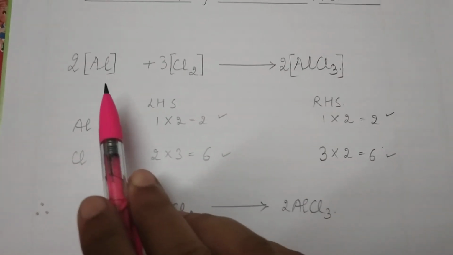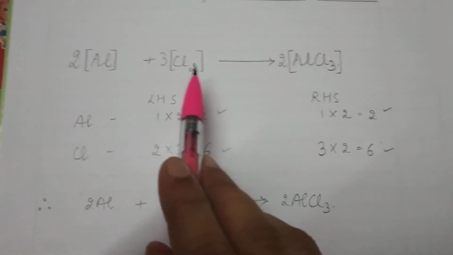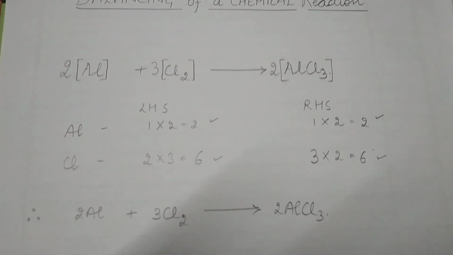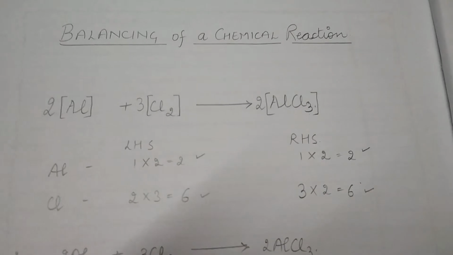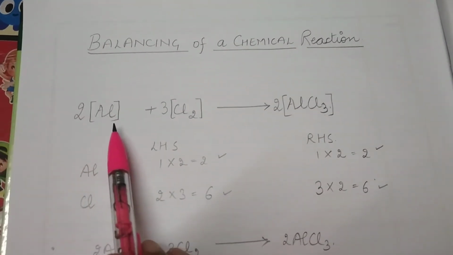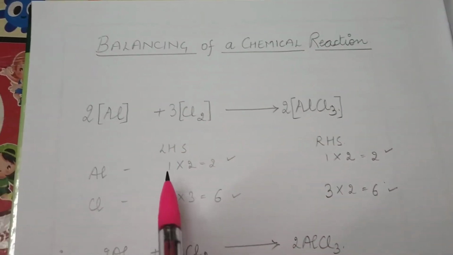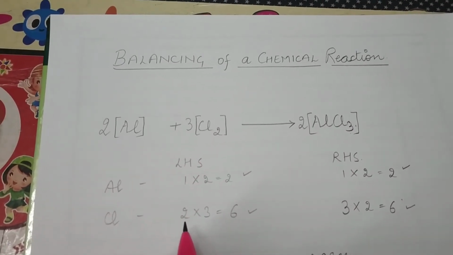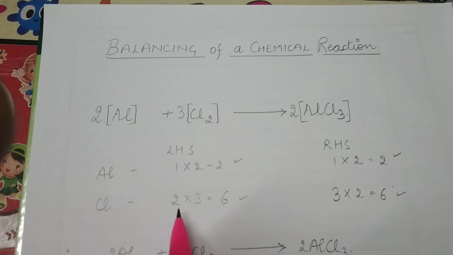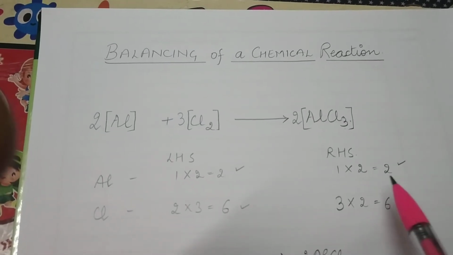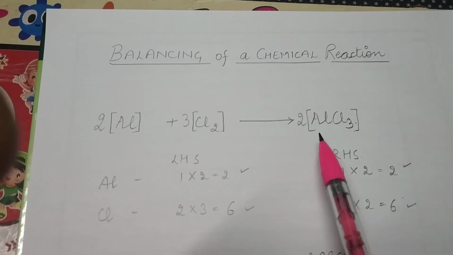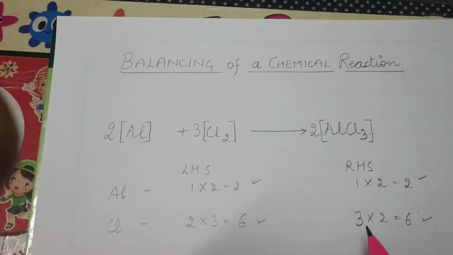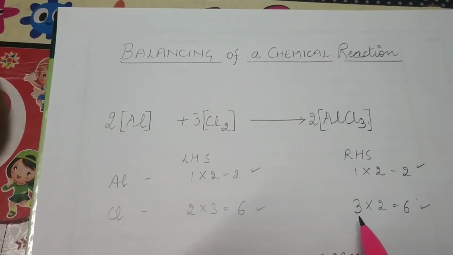coming back to this reaction once again, where aluminium is reacting with chlorine to give you aluminium chloride. You see here, before I make these square brackets, there was only one aluminium and there were two chlorine atoms on the left hand side. Similarly, if you try to count on the right hand side, you can see only one aluminium, that is written over here, and there are three chlorine, that is written here by me.